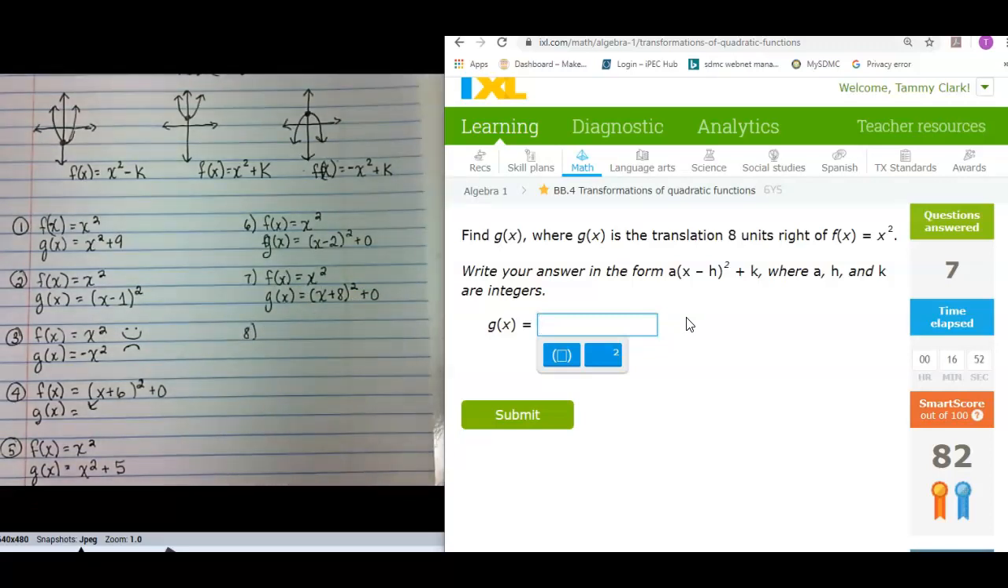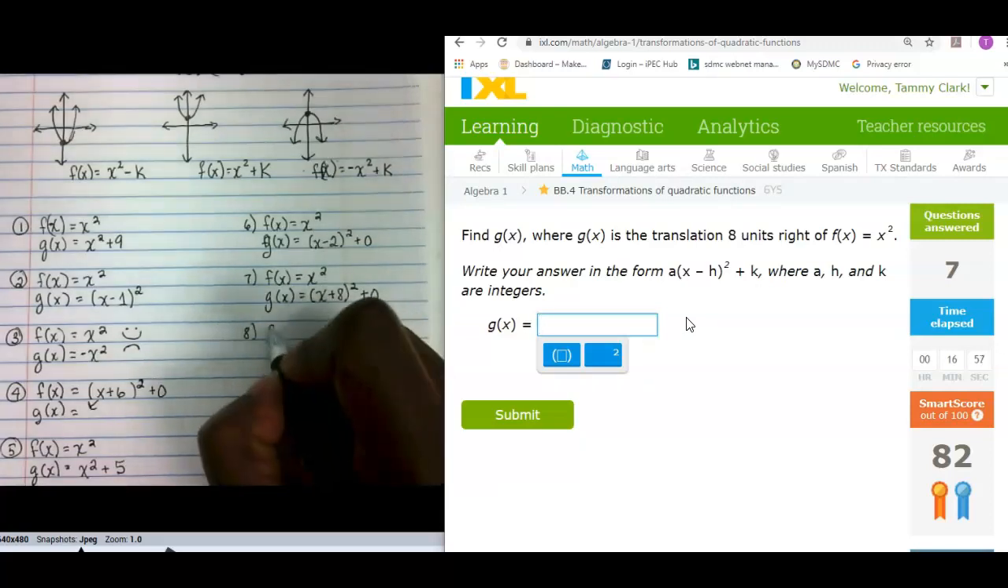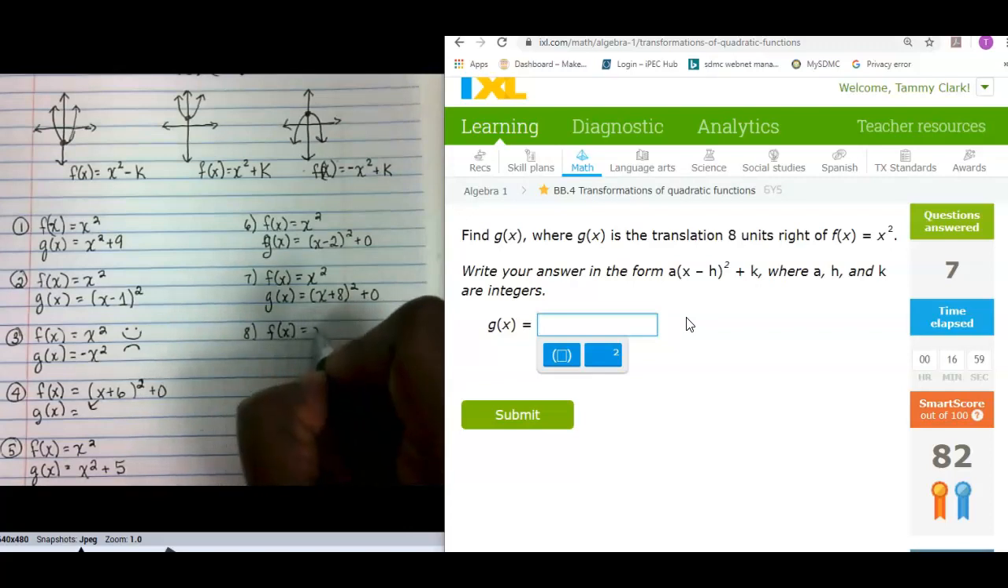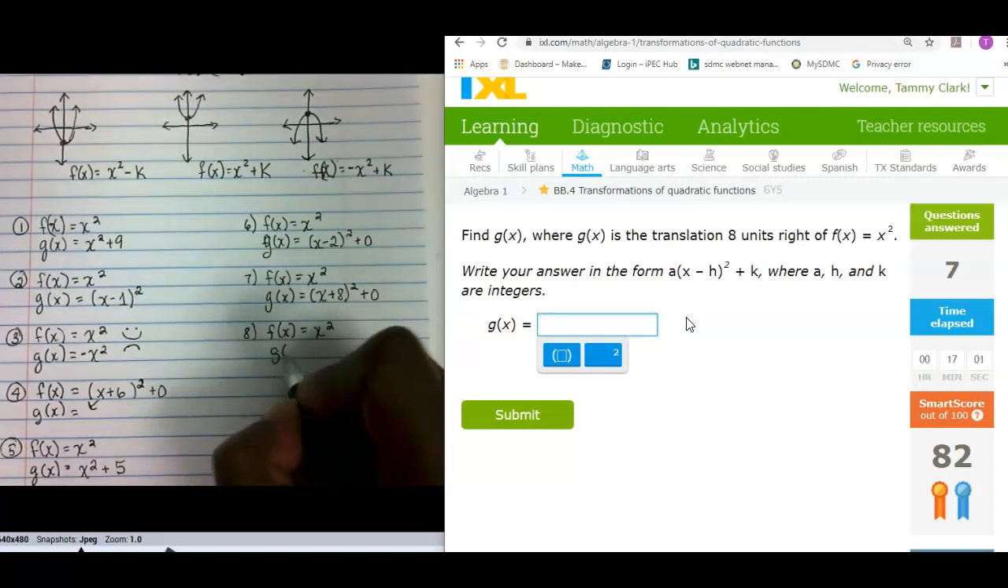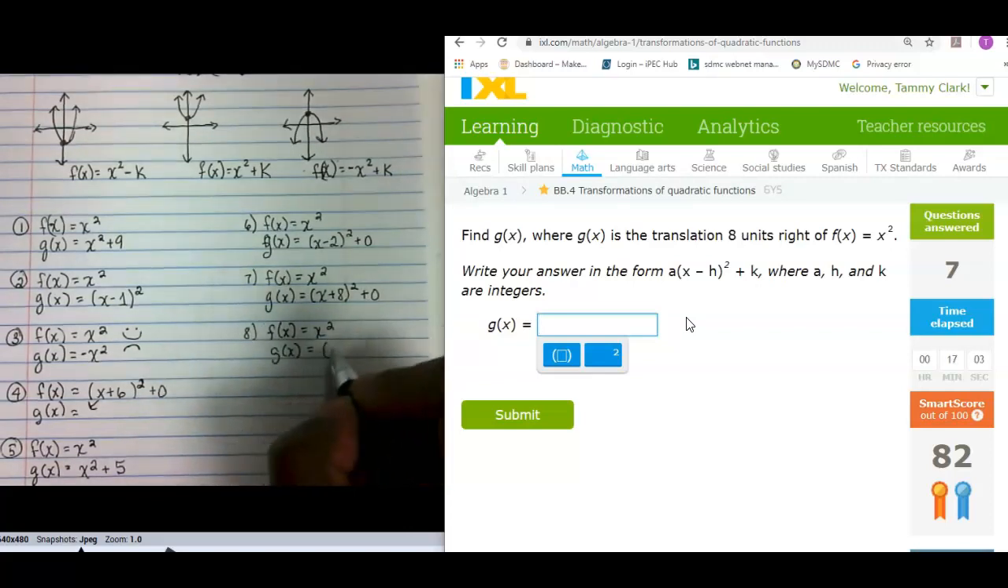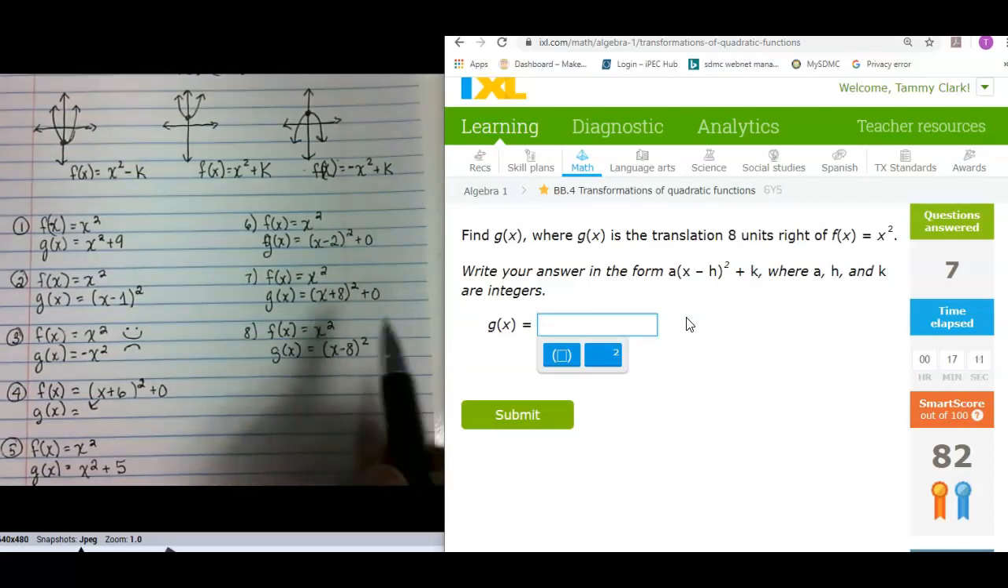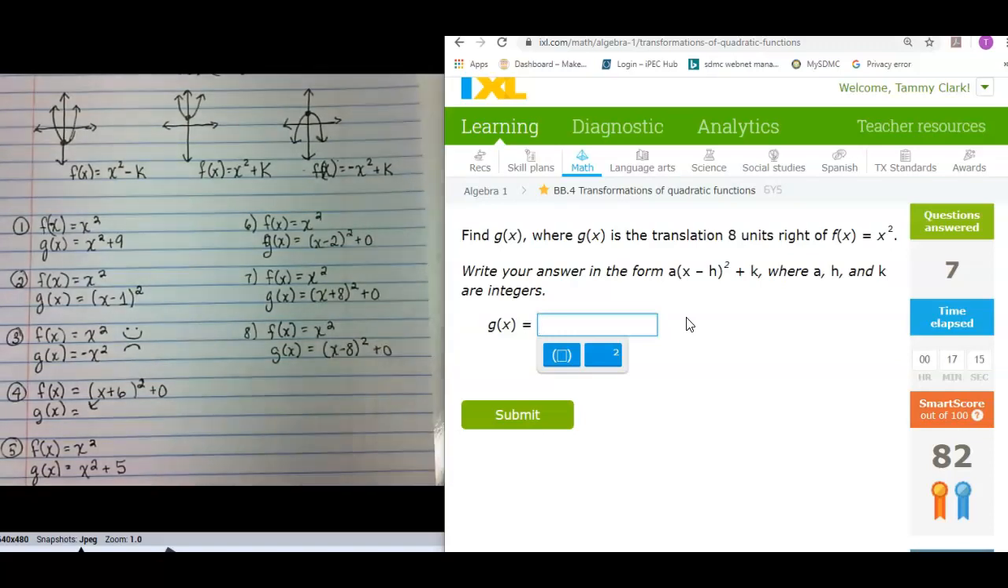So, find g of x, where g of x is a translation 8 units right of f of x equals x squared. So we have x squared, our new g of x is x, and we moved 8 units to the right, so to get back to the origin, I'd have to move 8 units to the left. It's a quadratic function, so I have my squared here. No up or down movement, so I'm going to say plus 0. So x minus 8 squared.